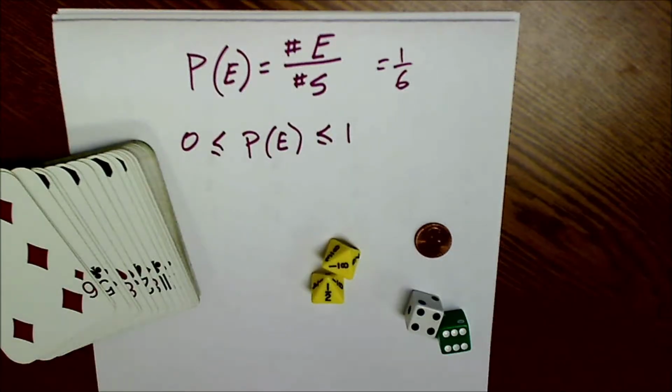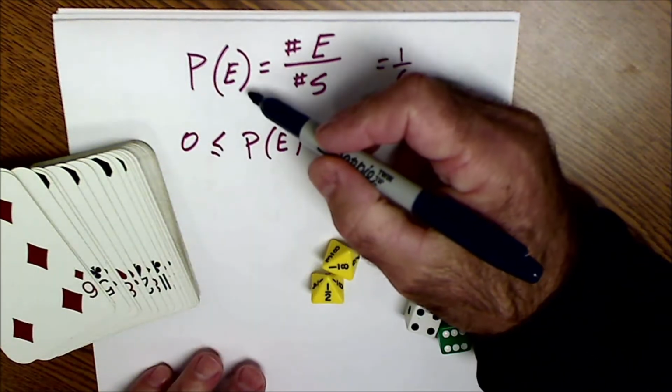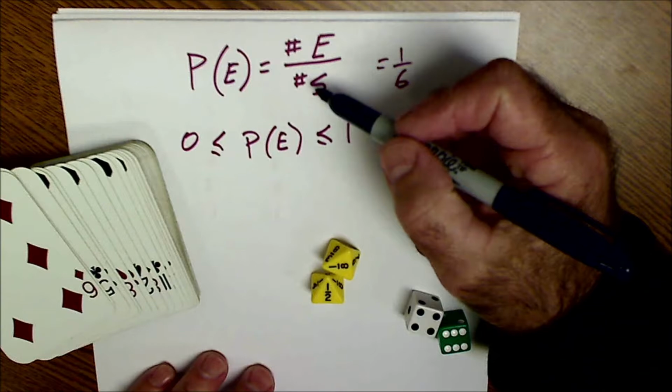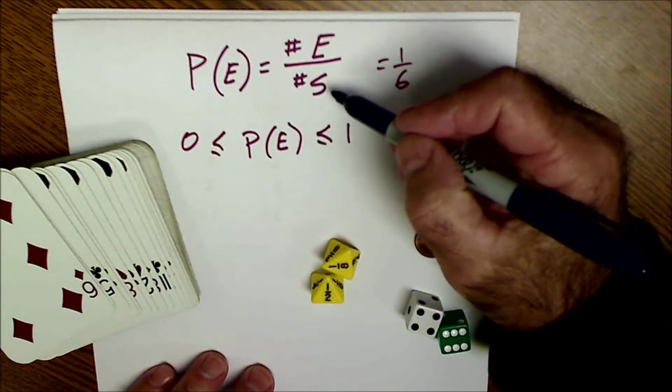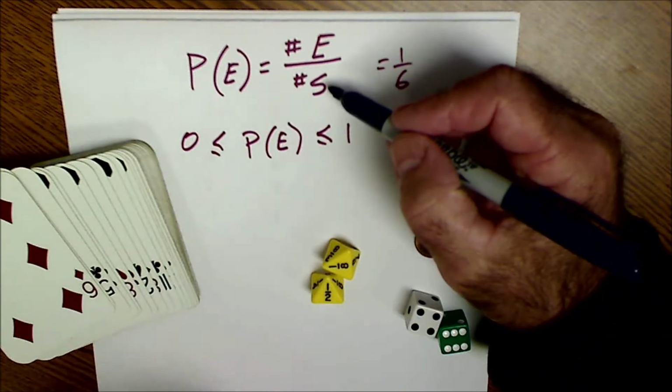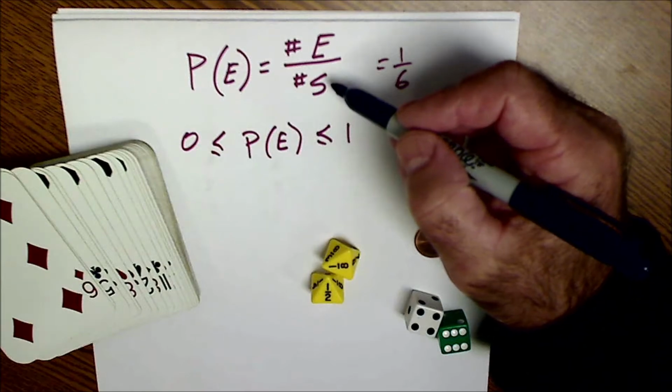Okay, let's get started with the definition of probability. So the probability of an event is defined as the number in the event over the number in the sample space. And what that means is you're just looking at the likelihood of an event happening.